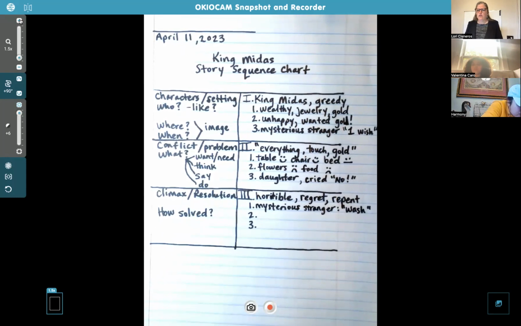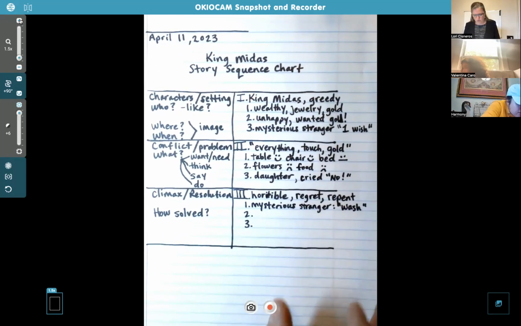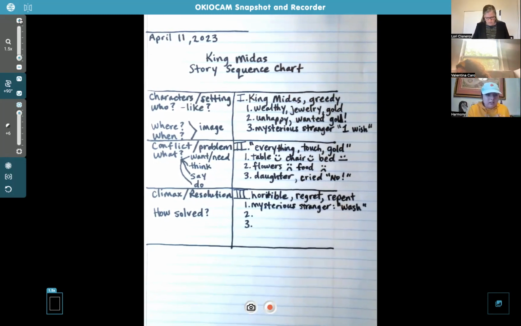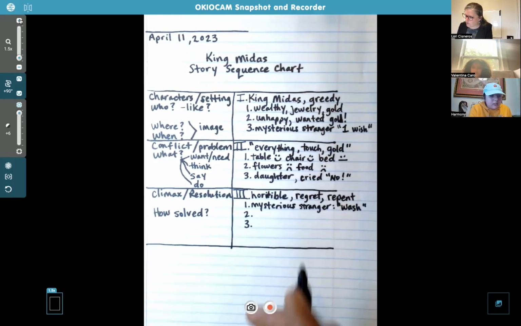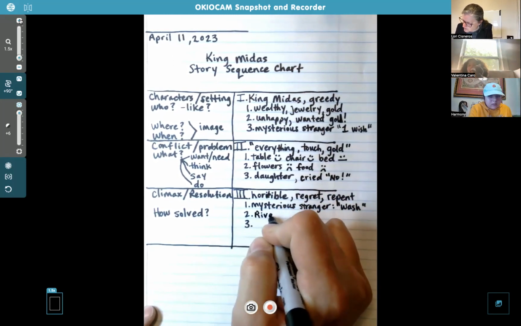And then Harmony, do you know the name of the river? We should probably put that on the next one. Like, what was the name of the river? It's on the back of the story. River Pactolus. Good. River Pactolus. Yes.